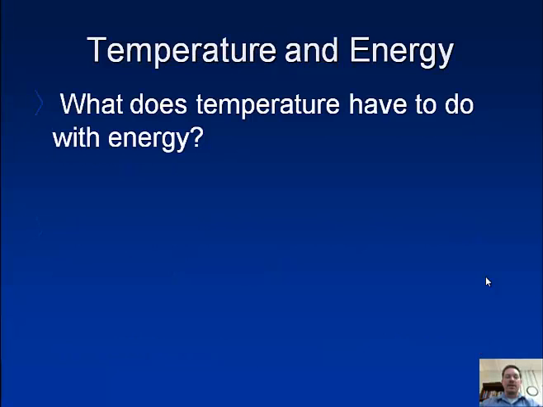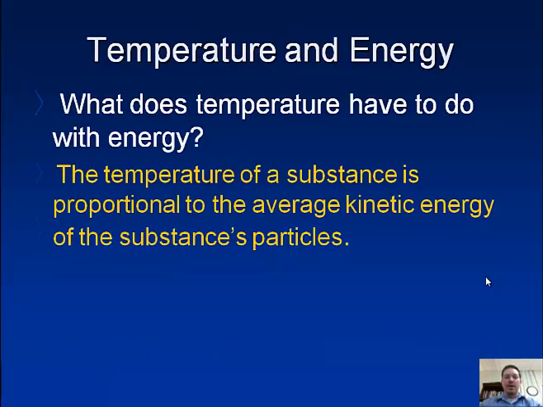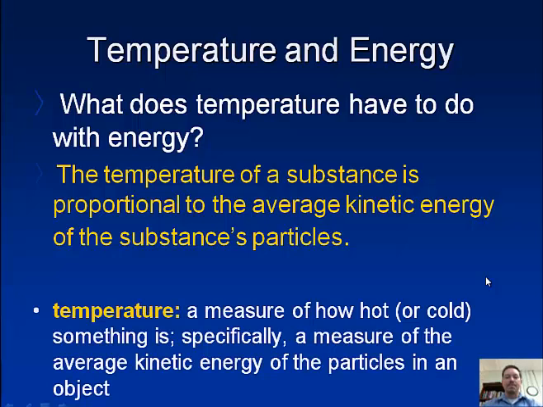So to start looking at this first question, the temperature of a substance is proportional to the average kinetic energy of the substance particles. So how fast those particles are moving is basically just an average of what the temperature is of an object. So we can define temperature as a measure of how hot or cold something is, and then we're specifically measuring the average kinetic energy of the particles that are in that object.